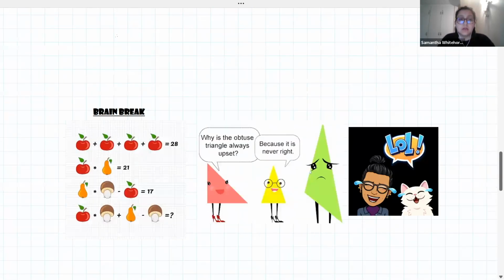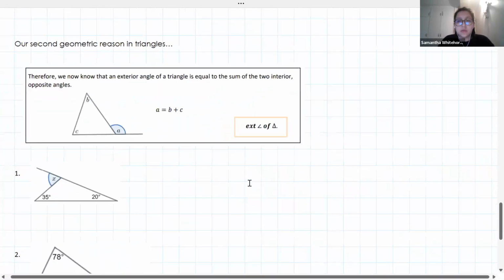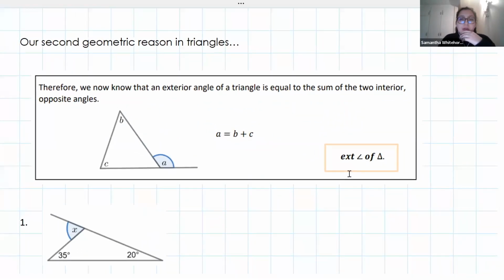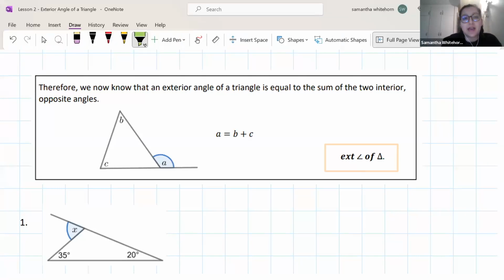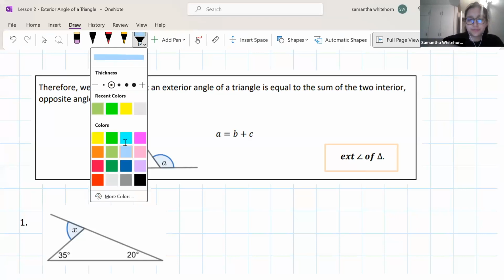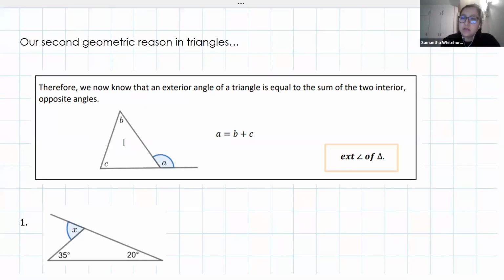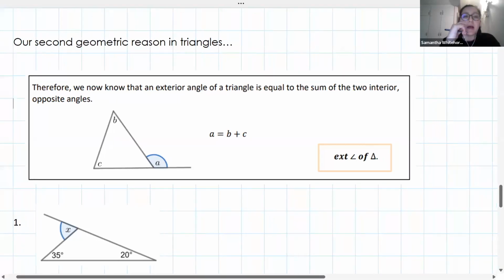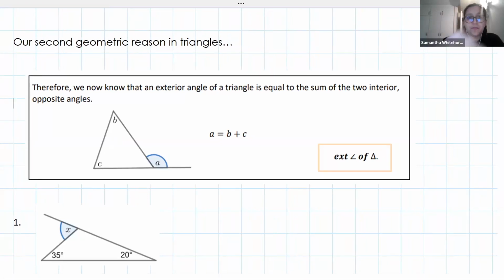So guys, we will take a brain break in a second or two, but I want to just chat about our next reason that we're going to learn, which is exterior angles of a triangle. I think we don't always like this one as much because the words to describe this reason are a lot. And so sometimes we struggle to actually understand what it is we're looking for.